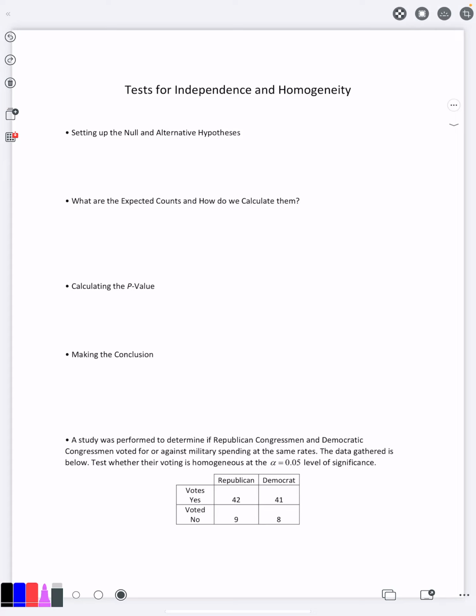So again, the idea is you're going to have these two different types of variables, or a variable and a population, however you want to think about it. You're going to be using these contingency tables that we saw a long time ago. And we're going to see how to set things up.